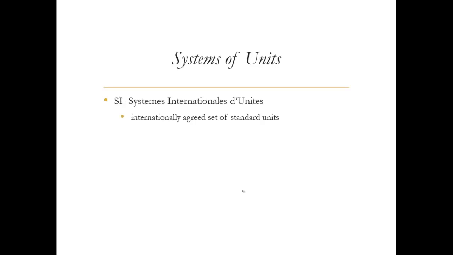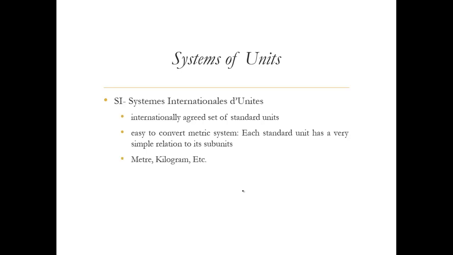This is also called an internationally agreed set of standard units. It was easy to convert, as a metric system. Each standard unit has a very simple relation to its subunits. For example, meter to millimeter is just 10 to the power minus 3. Similarly, meter to centimeter is very simple, and 10 to the power of 3 meters is equal to 1 kilometer. So this was very easy with SI units, for example meter, kilogram, etc.